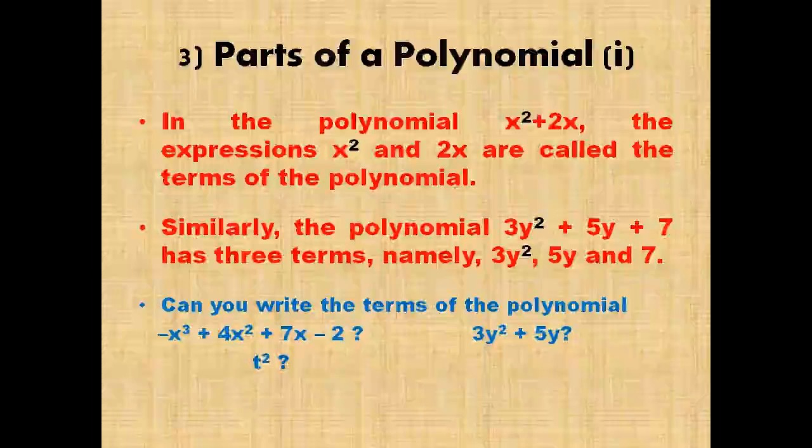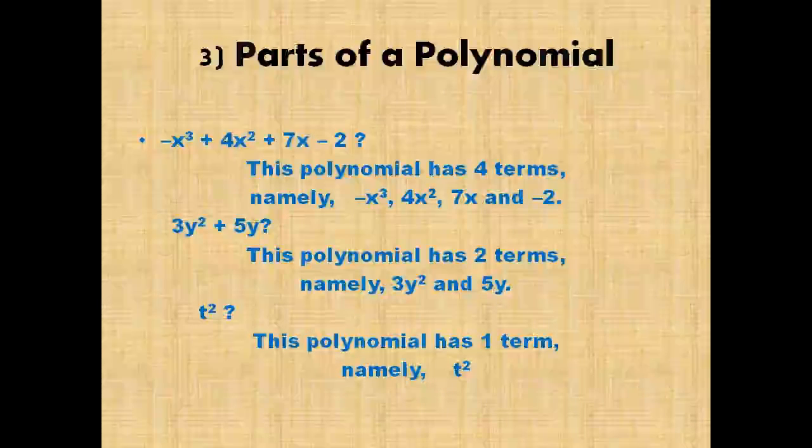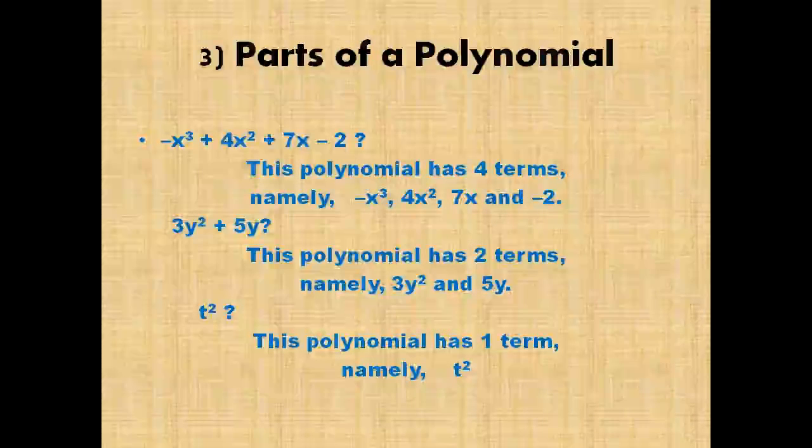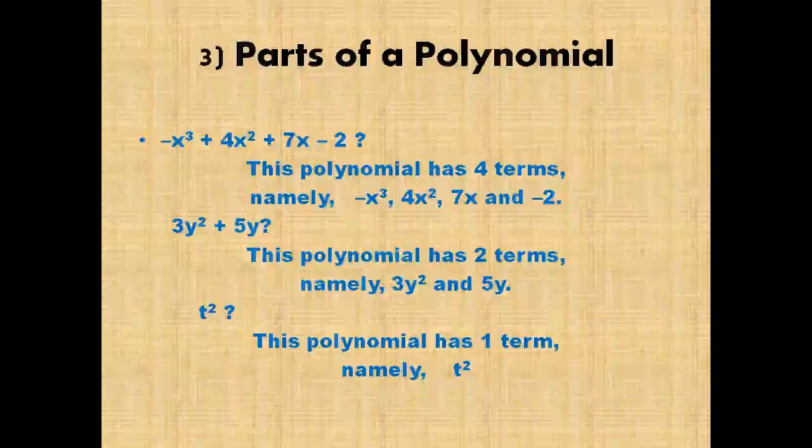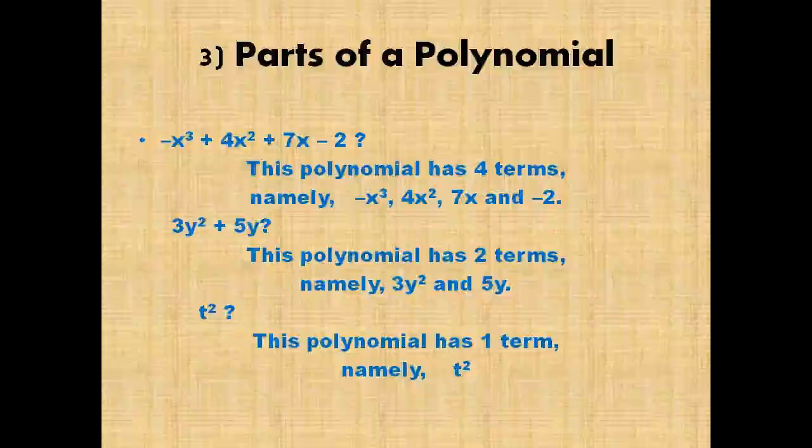Minus x cubed plus 4x squared plus 7x minus 2 has 4 terms: minus x cubed is one term, 4x squared the second term, 7x the third term, and minus 2 the fourth term. The second polynomial, 3y squared plus 5y, has 2 terms, because 3y squared is bonded with the positive plus, so they are different terms. Third, t squared, is only one term, so this is a one-term polynomial.